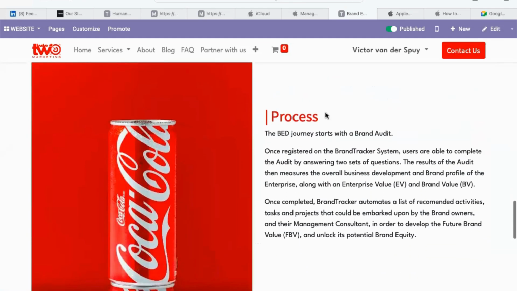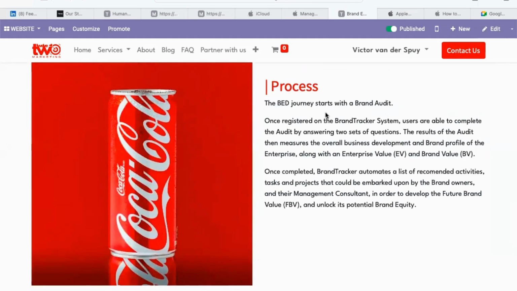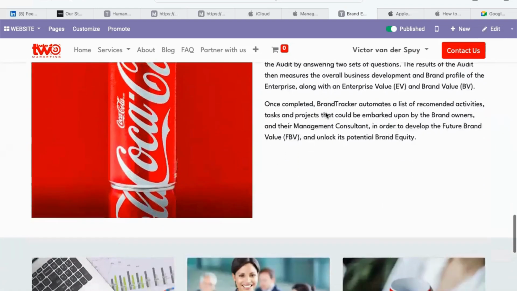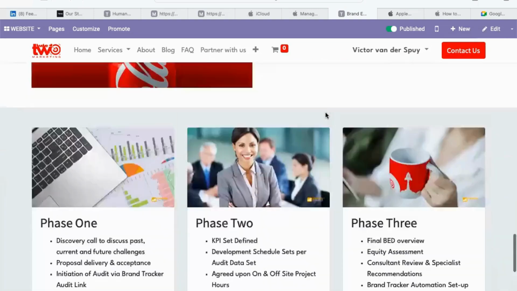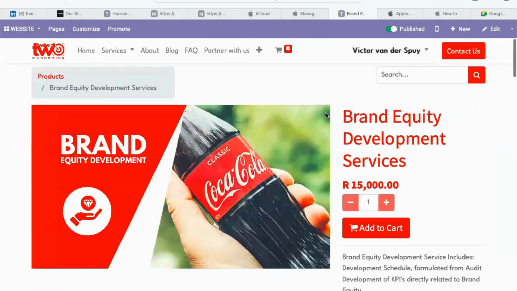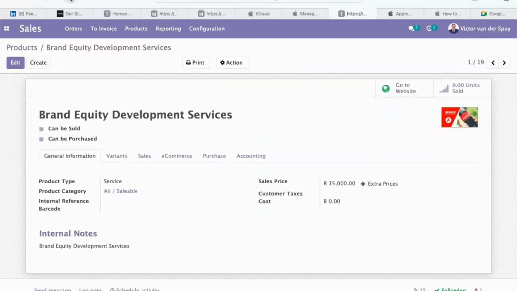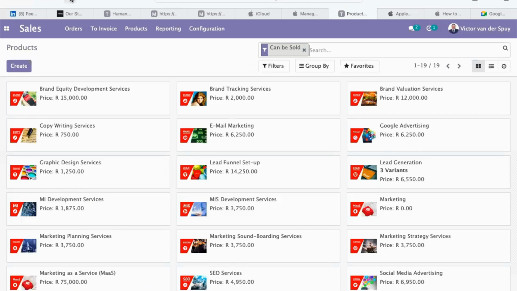So our specialist team gets involved in developing the brand equity engine, and... But we skipped the MI and MIS development. Let's go back. How did we skip that? We have not gone to all the products yet. Brand equity, brand tracking, brand valuation, Google advertising, email marketing, copywriting, graphic design, lead funnel, lead generation. That I need to delete. MIS and MI. There you go. These are the last two.